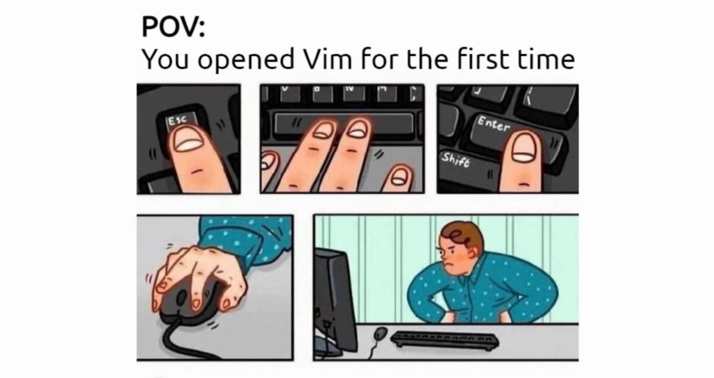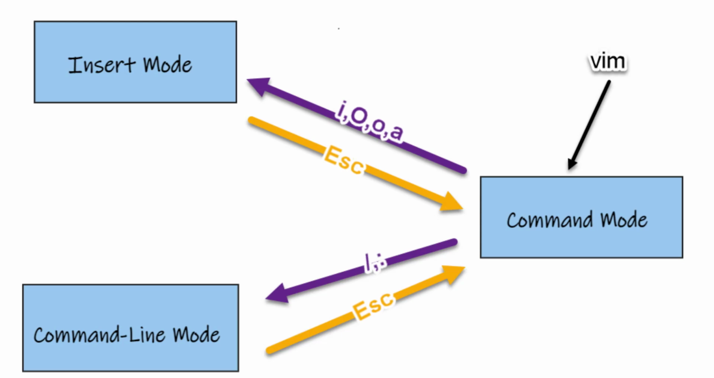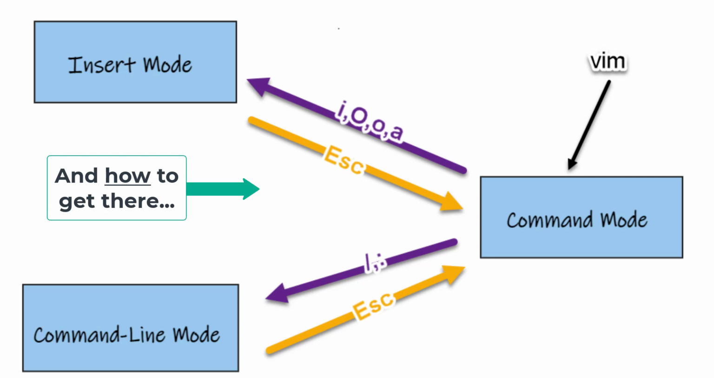The three main modes of Vim are Insert Mode, Command Mode, and Command Line Mode. The secret to mastering Vim is being aware of these three main modes, knowing which mode you are in at any given time, and knowing which mode you need to get to do what you need to do. Let's jump into the demo, and I highly encourage you to open a bash prompt and follow along.